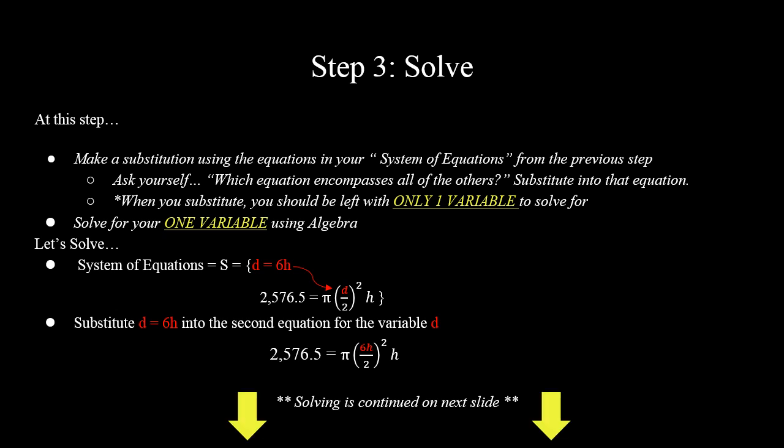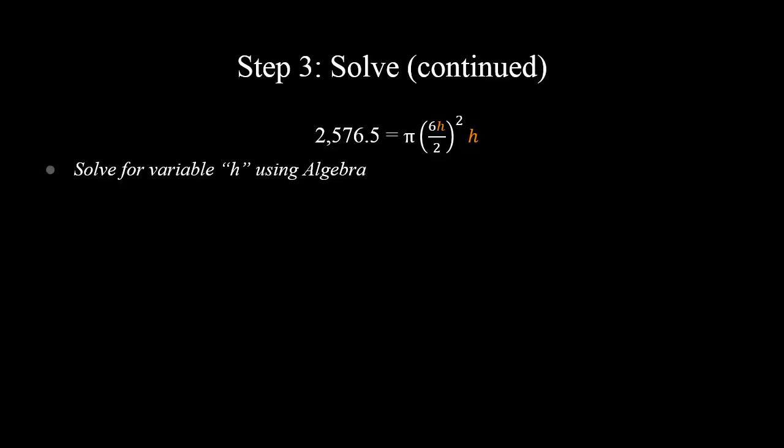Remember, when we solve for a variable, we want the variable on one side and everything else on the other. So we need to isolate h. Let's solve for the variable h using algebra, okay? I've highlighted the variable h so it pops right out at you. The first thing we're going to do to solve for that is to square 6h over 2. We want to square that quantity, right? If we're thinking about order of operations, we need to deal with the quantities first. So I need to square that to see what I'm working with.